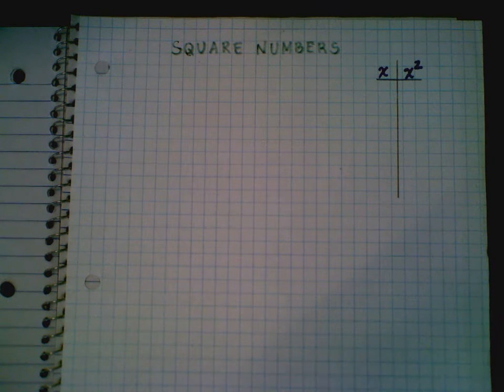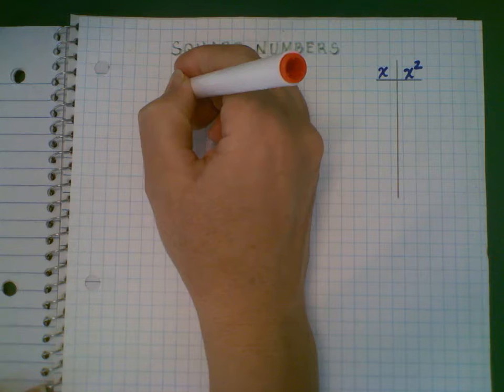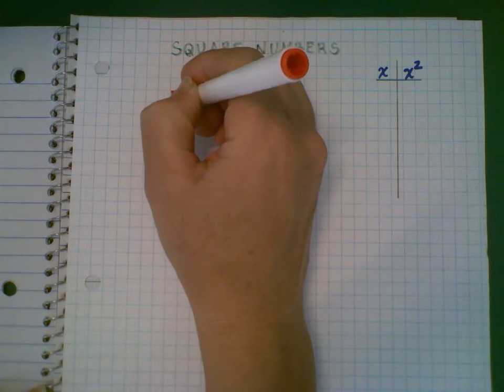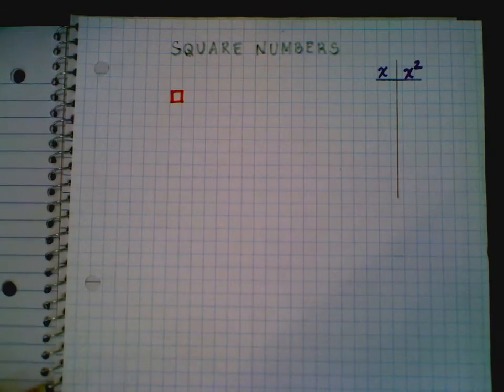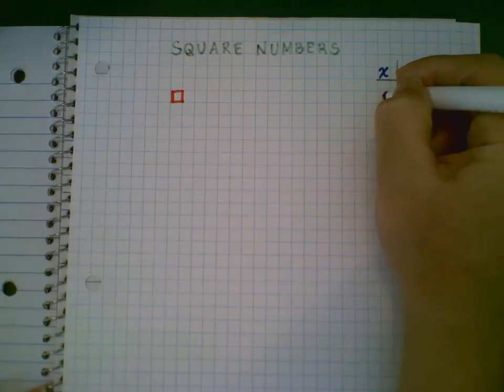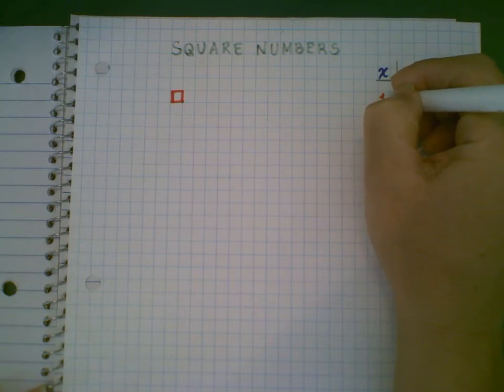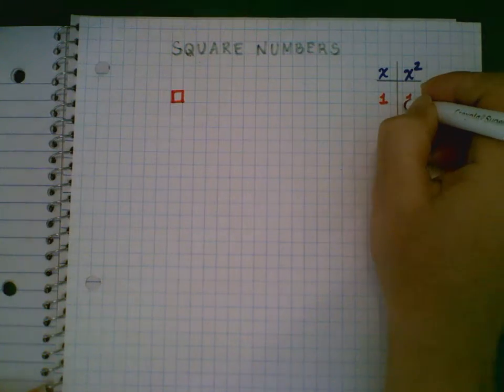Hello, in this video we're going to be looking at square numbers. So the first square number is a unit of 1. The shape that I've drawn here is a little square that is 1 by 1. So the value of the length of one side is 1, and 1 squared is 1.